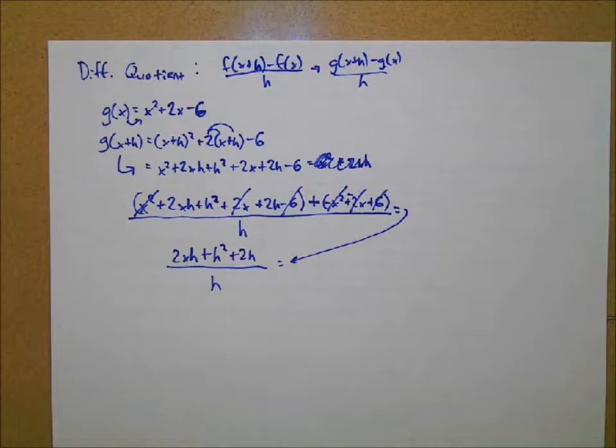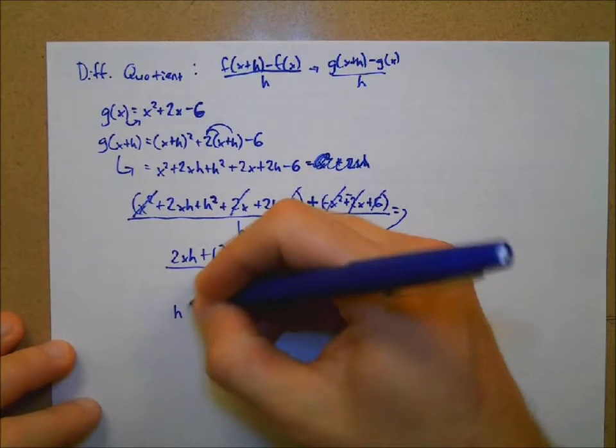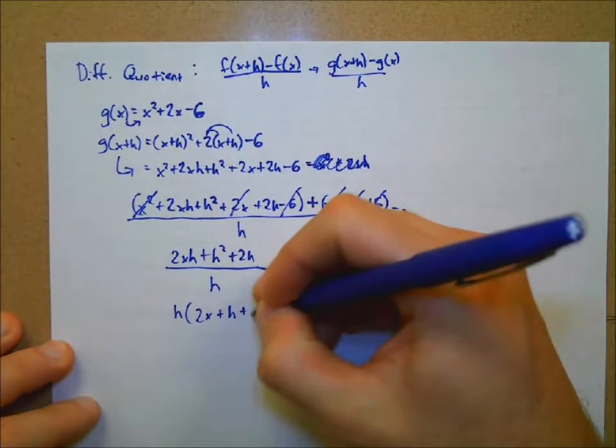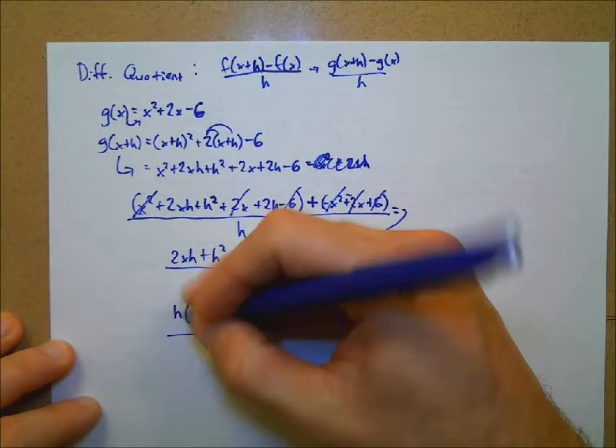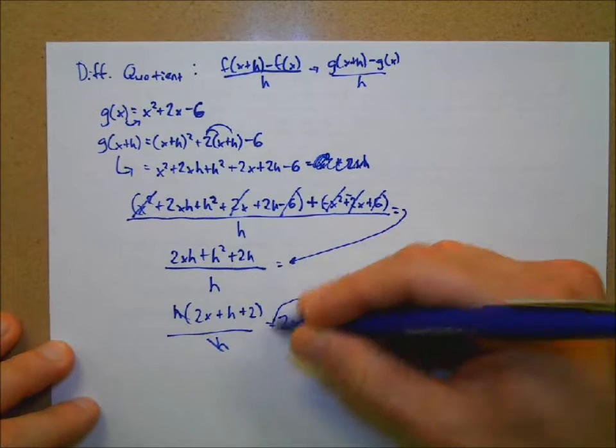Is this the best we can do? No. What can we still do? How can we cancel out the h, though? Should I just say h and h cancel like that? A couple options you can think about here. We can break up the fraction over the addition and do 2xh over h plus h squared over h plus 2h over h. Or I see there's an h GCF here, so I'm going to factor out the GCF of h, all over h. The h's cancel, and we're left with 2x plus h plus 2 as our final answer. That's the best we can do.